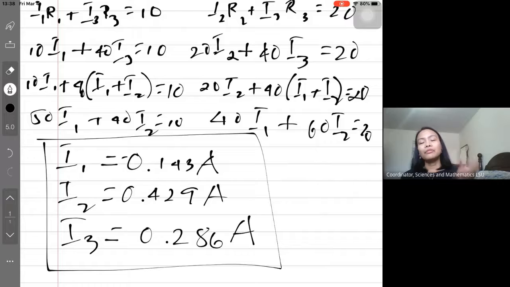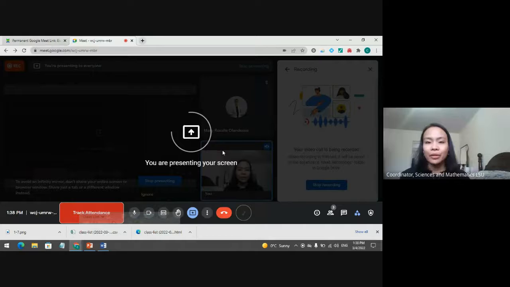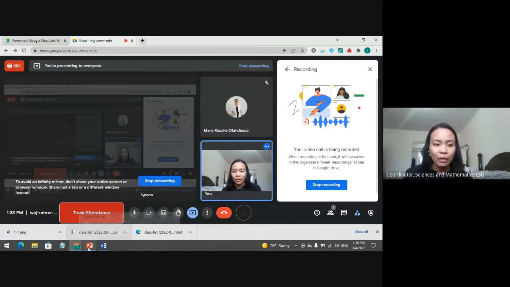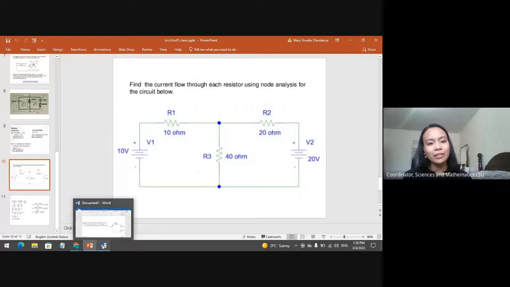Okay, so that's how you're going to solve for the current flowing in each resistor in this circuit diagram. Okay, now I will give you an example also for RC circuit. Sample problem also in your module, and you have it in your textbook, as I've shared to you. And we also have our sample computations now. Okay, for RC circuits, we already learned that RC circuits are a combination of both a resistor as well as a capacitor in a circuit.